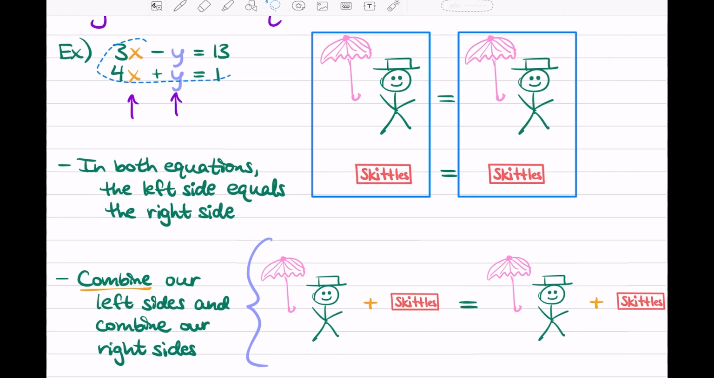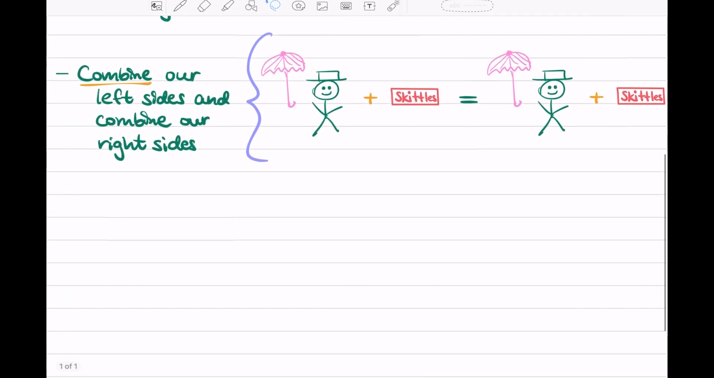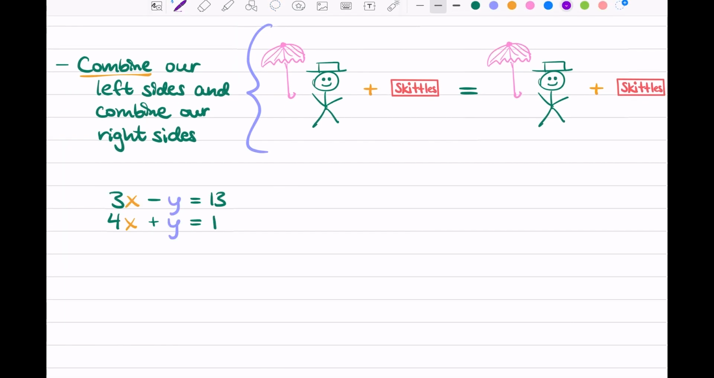Let's bring this system of equations down and apply what we've learned. So we know now that if we combine the pieces on our left side and combine the pieces on our right side, those two will be equal to each other. So let's try that out. On the left side, we have 3x plus 4x, which leaves us with 7x. And we have minus y plus y. That just leaves us with 0. So our y has disappeared.